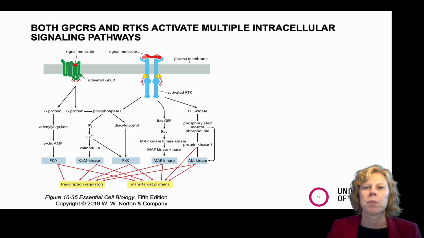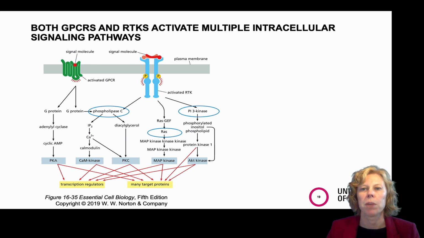In this figure, we see 5 pathways that are activated by GPCRs and or RTKs. Two pathways lead from GPCRs through adenylyl cyclase and through phospholipase C. And 3 pathways lead from RTKs through phospholipase C, RAS, and PI3 kinase. Each pathway differs from the other, yet they use some common components to transmit their signal. All 5 eventually activate protein kinases.